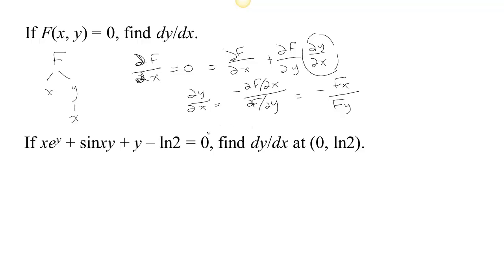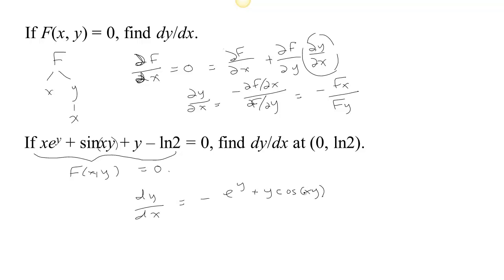Okay, so let's look at an application here. Here we have a function of x and y, and it's set equal to 0. Then following this formula, dy dx is going to be equal to negative f sub x. The partial of this function with respect to x is e to the y, and the derivative of, let's assume that's sine of x times y, with respect to x is y cosine xy. You take the derivative of the outside, cosine of the inside, times the derivative of xy with respect to x, which is just y. Then the rest of these have derivative 0 with respect to x.